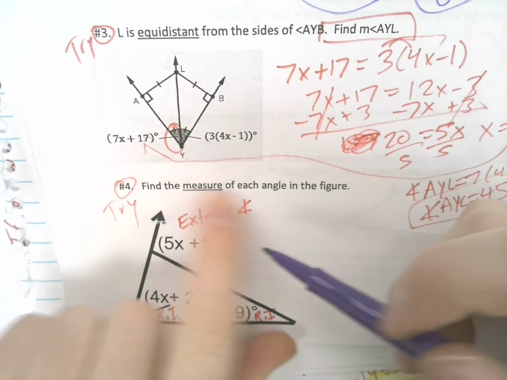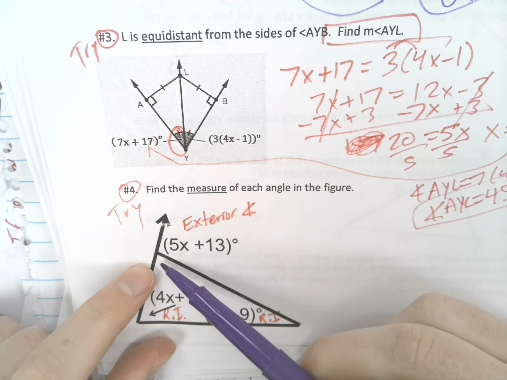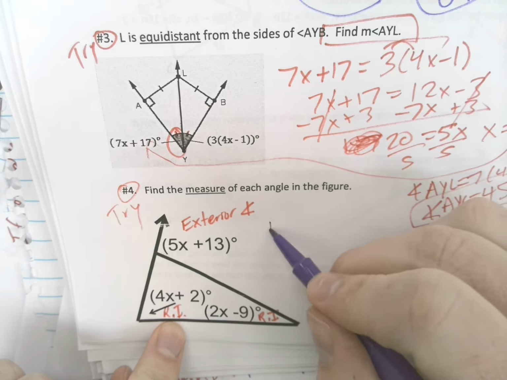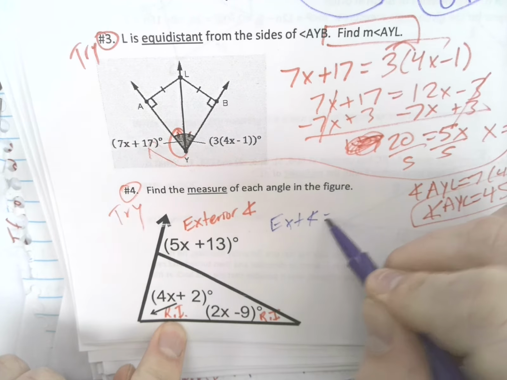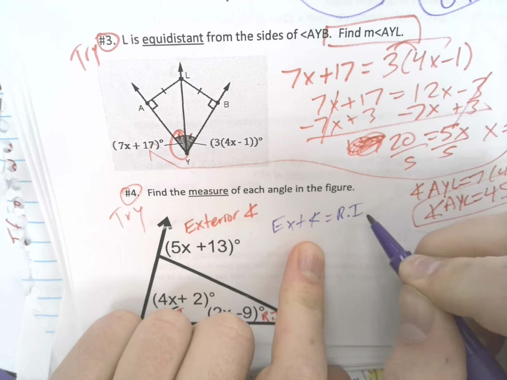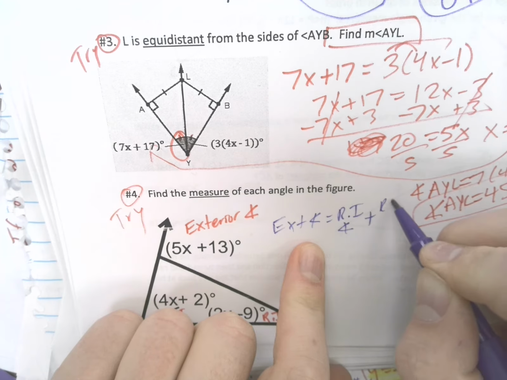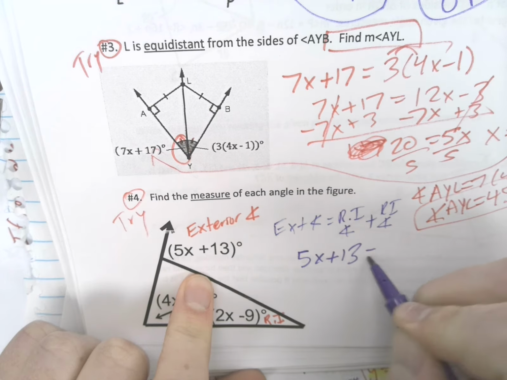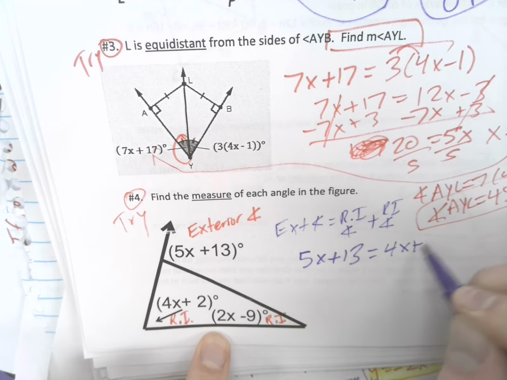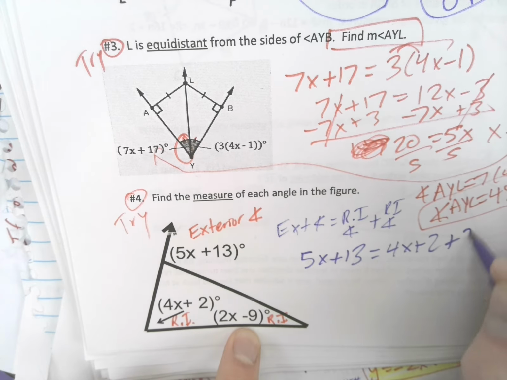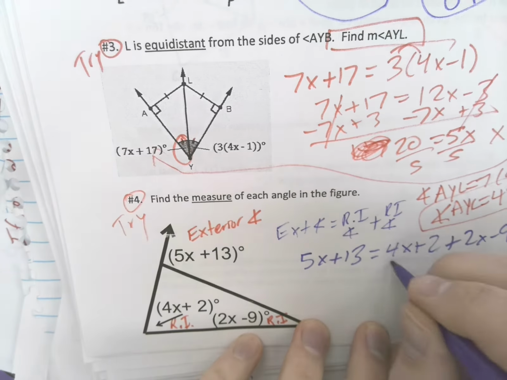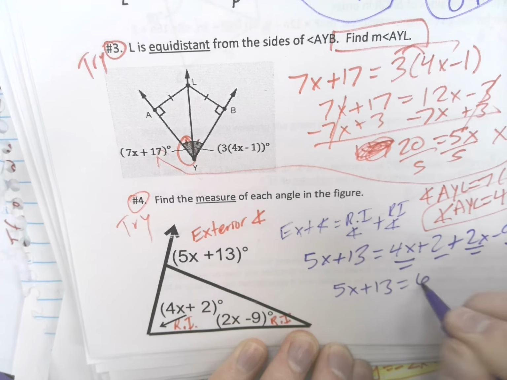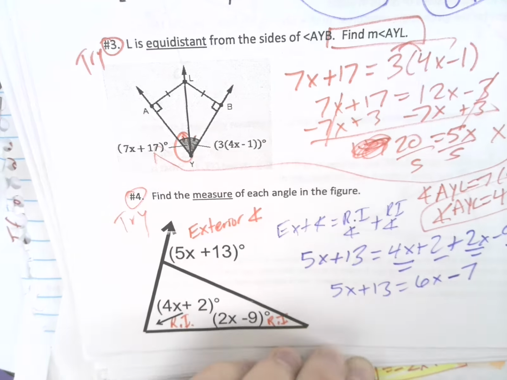Check this one out. We have an exterior angle, and then we don't have the angle on the opposite side, but instead we have 2 remote interior angles. And if you remember, an exterior angle is equal to the 2 remote interior angles added together. So we can say 5x plus 13 equals 4x plus 2, here's this remote interior angle, plus 2x minus 9. When we combine our like terms, 5x plus 13 equals 6x minus 7.